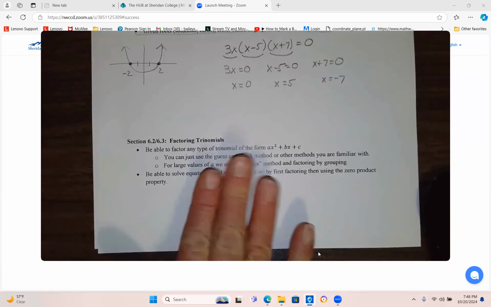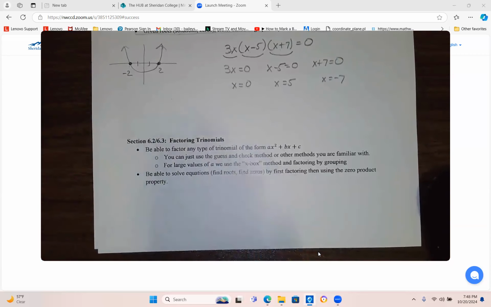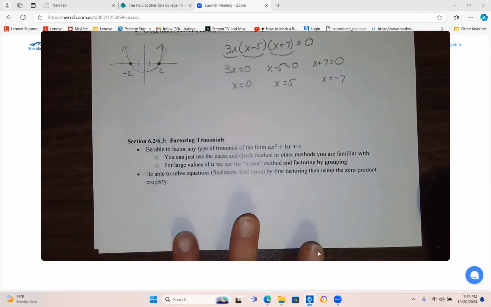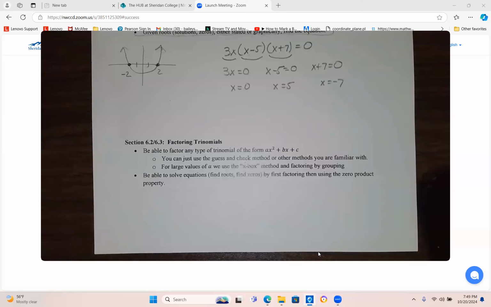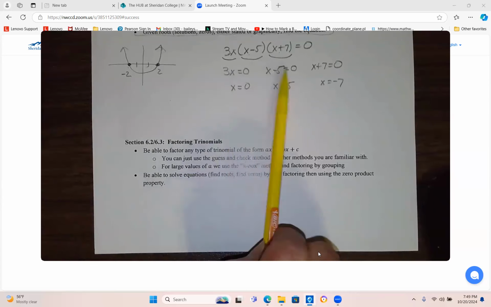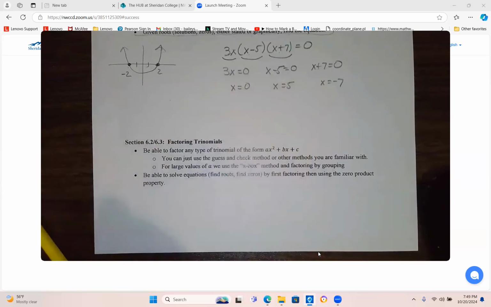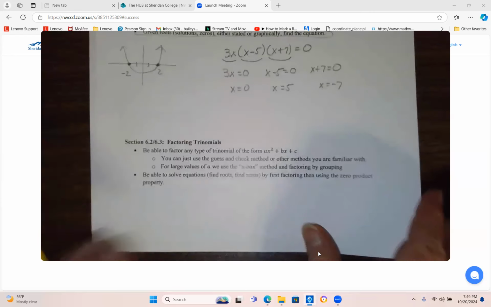Okay, when you're factoring trinomials, look for the greatest common factor and then factor what's left. You can either use the guess and check or you can use the X box, whatever you want. You can also solve equations: set it equal to 0, and then factor and then set each group equal to 0 and solve them.